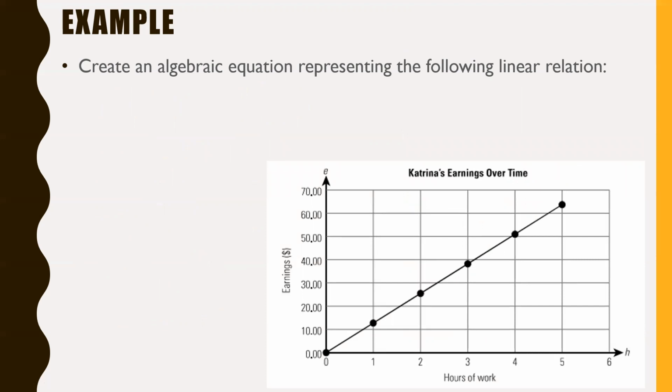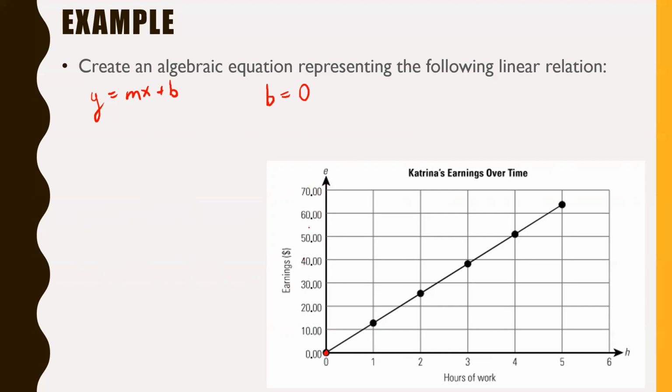Create an algebraic equation representing the following linear relation. Okay, so this time around, once again, we have a graph. We want it to look like this, y equals mx plus b. Start by finding your b value. Your b value is your y-intercept. This one's really funny. Notice where we're crossing our y-axis. This is our x-axis here, and this is our y. We're actually crossing our y-axis right at 0. So b is equal to 0. That's like how high it is on the y-axis here. So b is 0. That's all we can say there.